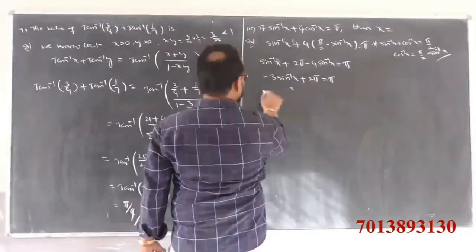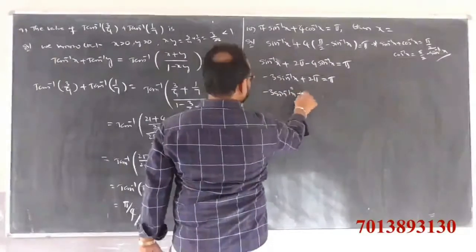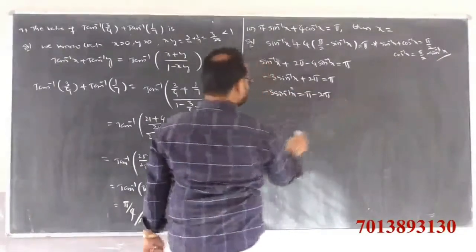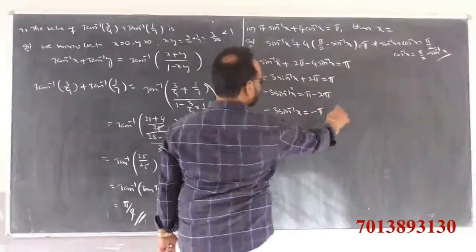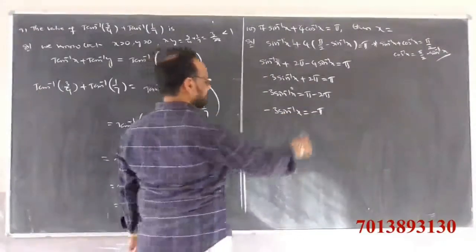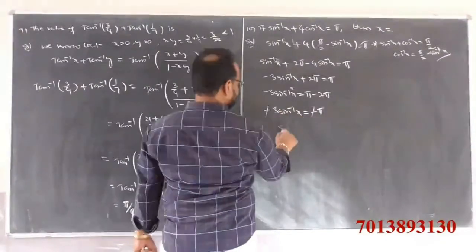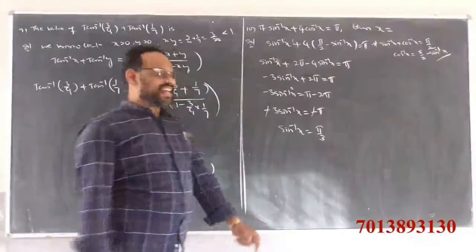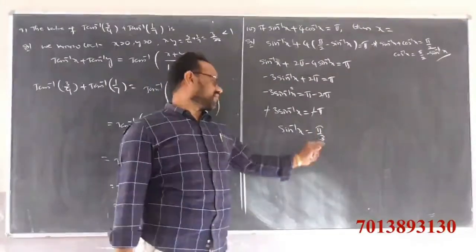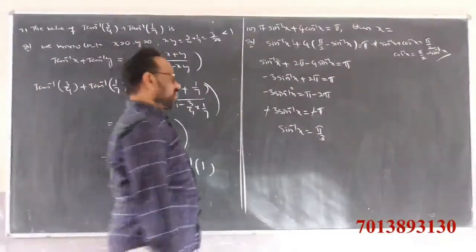Or transpose here, minus 3 sin inverse x is equal to pi minus 2 pi. So minus 3 sin inverse x is equal to pi minus 2 pi, we get minus pi. So minus and minus get cancelled here. Sin inverse x is equal to pi by 3, if you transpose 3 here.